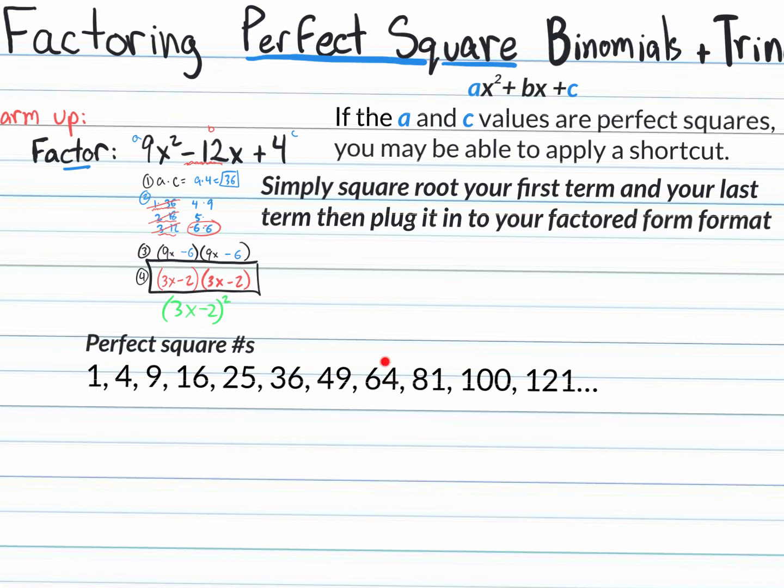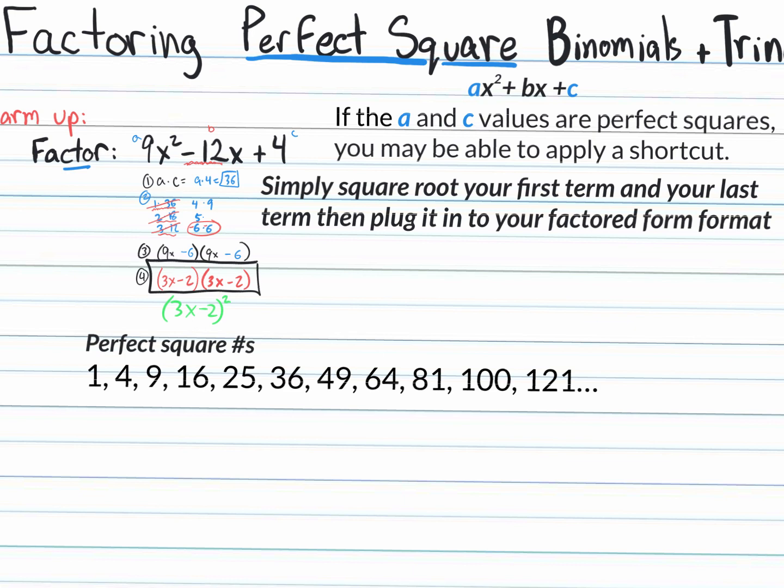The square root of 64 is what? Wow, everybody's asleep, huh? Square root of 64 is what? 8. Square root of 25? 5. Square root of 100? 10. So we've already done this before. It's really easy to take the square root of one of these perfect square numbers.